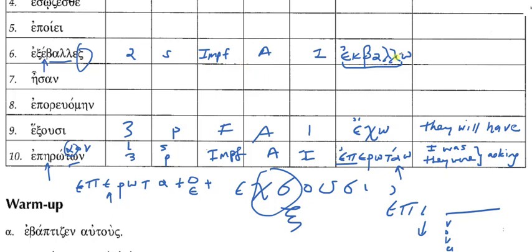Okay. And then our translation would be what? If second singular is the inflection, you, and then progressive, right? Were. What's ekbalo mean? Casting out. Good. All right.